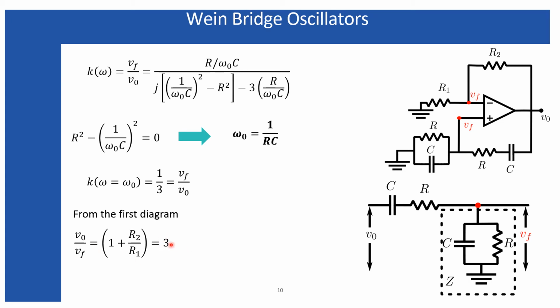So here I am writing 3, and from this expression I am obtaining that R2 must be equal to twice R1, and this is the condition for oscillation. So this is the frequency of oscillation. The simple expression for the frequency of oscillation is 1 over RC, and R2 is equal to twice R1. This is the condition of oscillation for the Wien-Bridge oscillator.